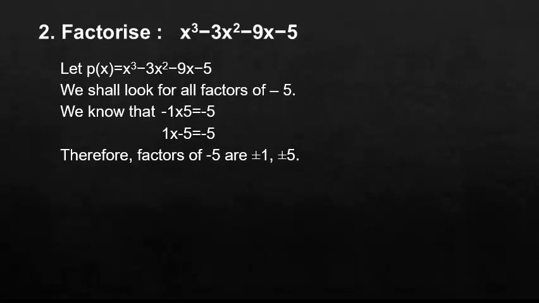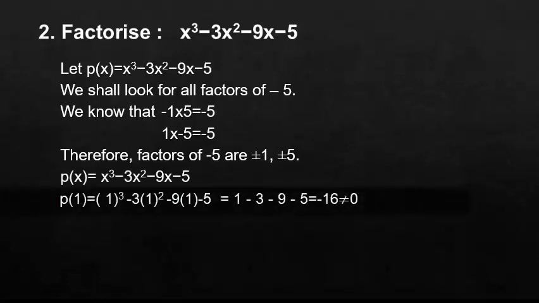I am substituting plus 1 in the given polynomial. Now I will rewrite the polynomial. p(x) is equal to x cube minus 3x square minus 9x minus 5. While substituting 1 instead of x, we will get p(1) is equal to 1 cube minus 3 into 1 square minus 9 into 1 minus 5. What I have done is I removed x and substituted 1 there. 1 cube is 1, minus 3 into 1 square is minus 3, minus 9 into 1 is minus 9, and minus 5, which gives you minus 16, which is not equal to 0.